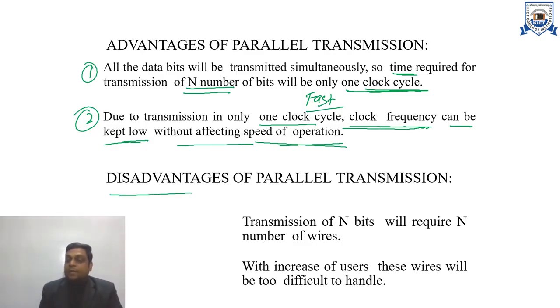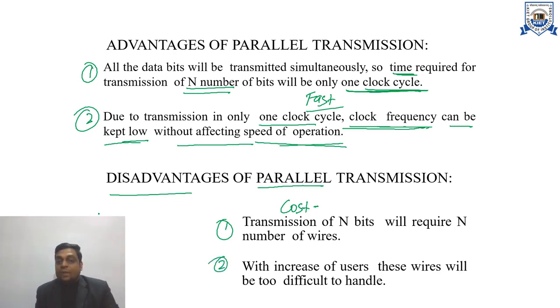Disadvantages of parallel transmission. First, transmission of n bits will require n wires. Now, n bits and n wires will increase cost. So if we want to do parallel transmission, it is a very costly process.